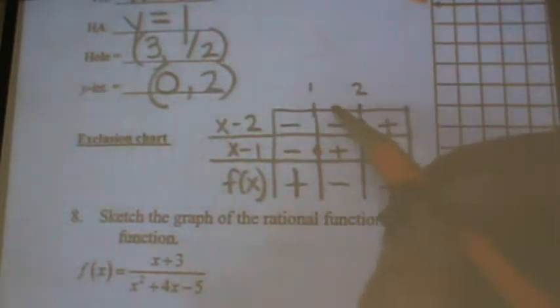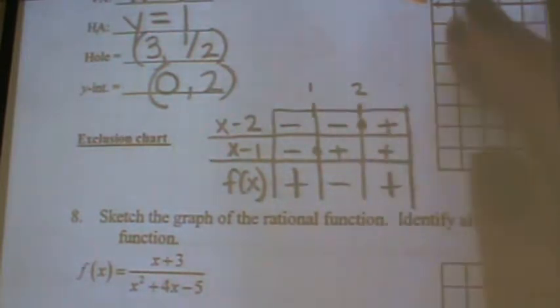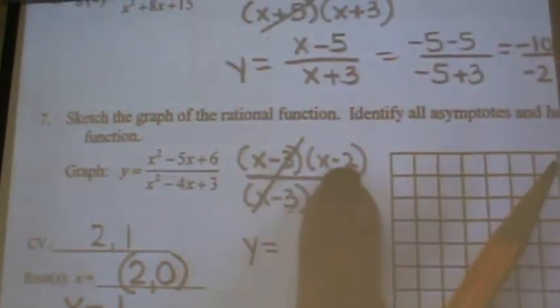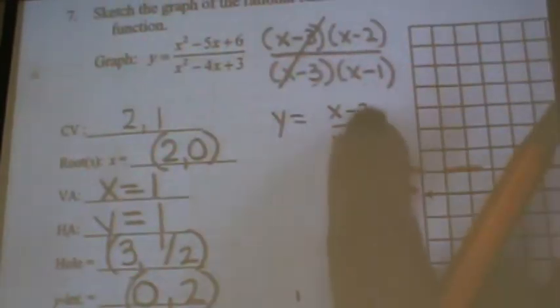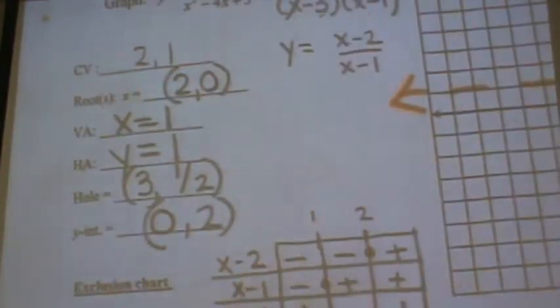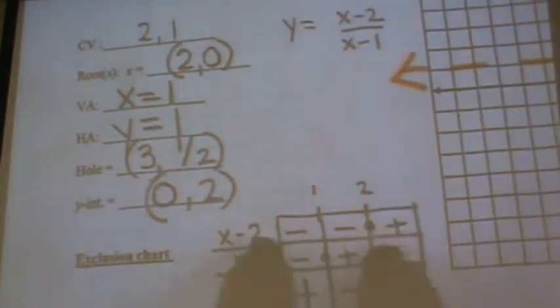So, you don't understand what? The exclusion chart? You don't understand which part? These are the critical values right here, which you get a 0 at 2 and a 0 at 1 right here, so 1 and 2. And then these are your factors, x minus 2 and x minus 1. So if you were to set x minus 2 equal to 0, you get a 0 at 2.